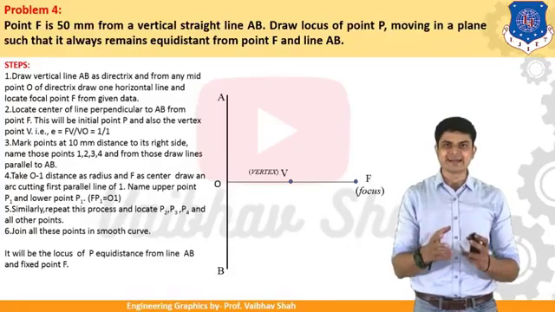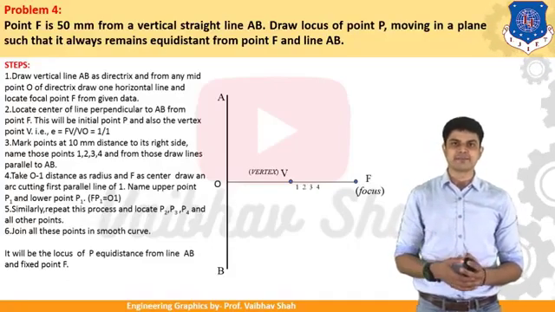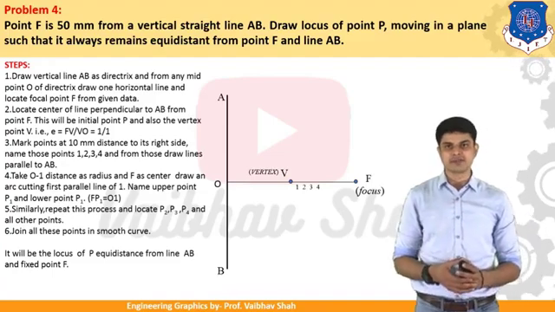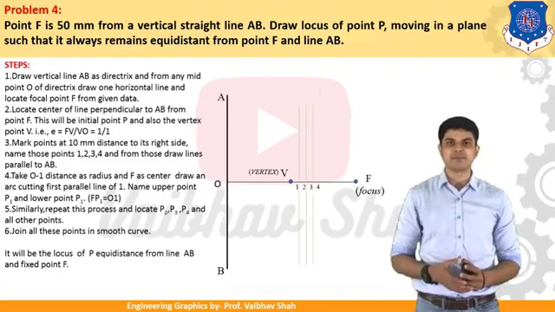We should take any random 4 points at any distance. So let us take 4 random points. We have taken the 4 random points. Then what should we do? We should draw vertical lines from each and every point.